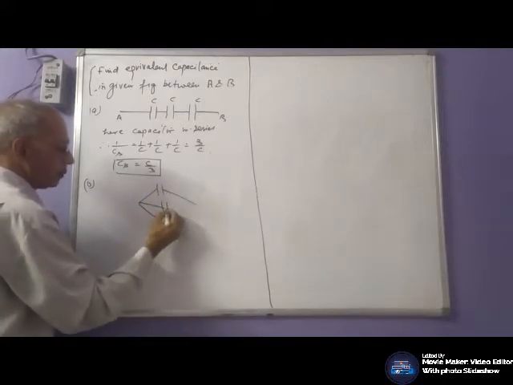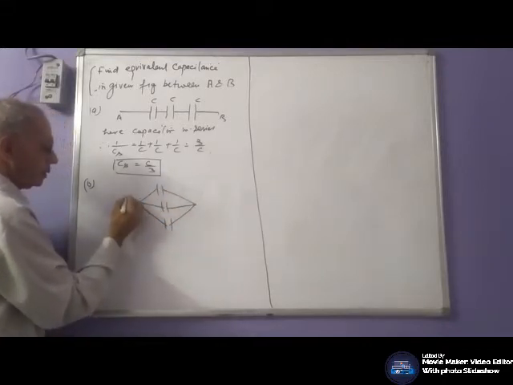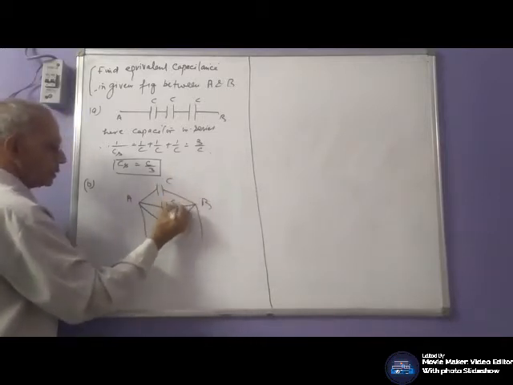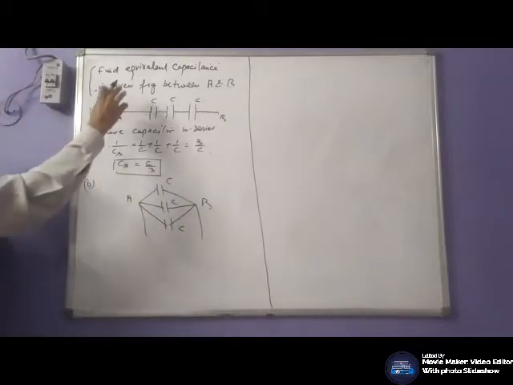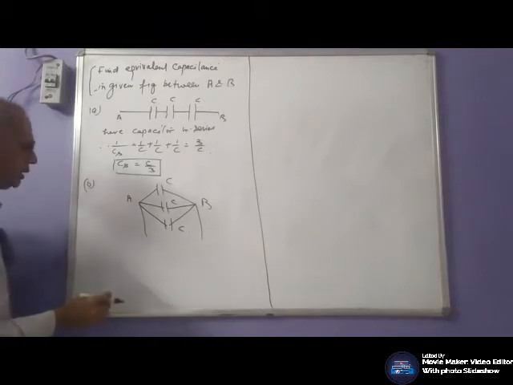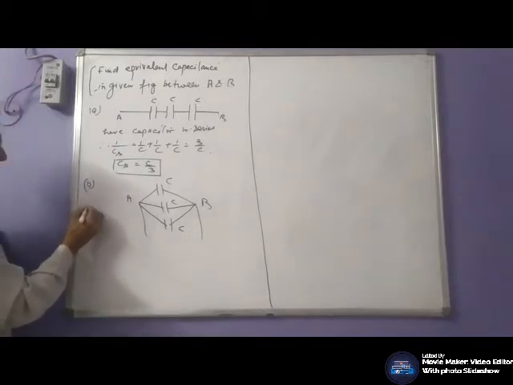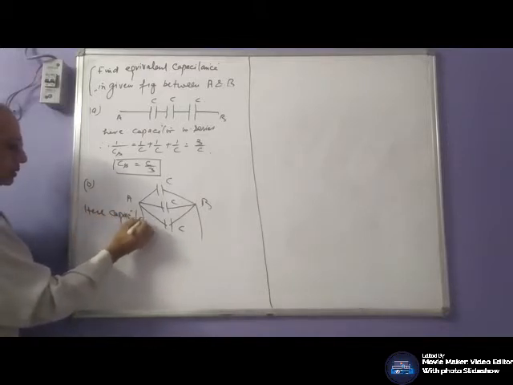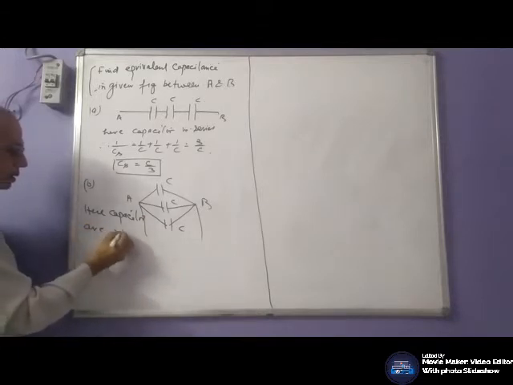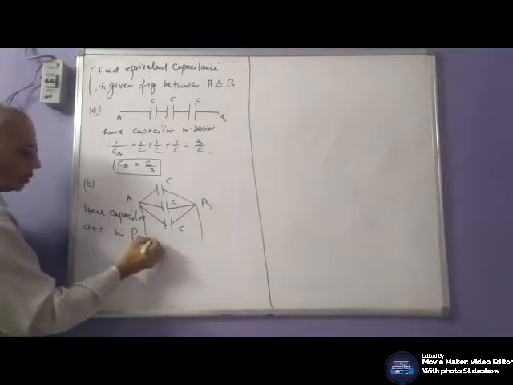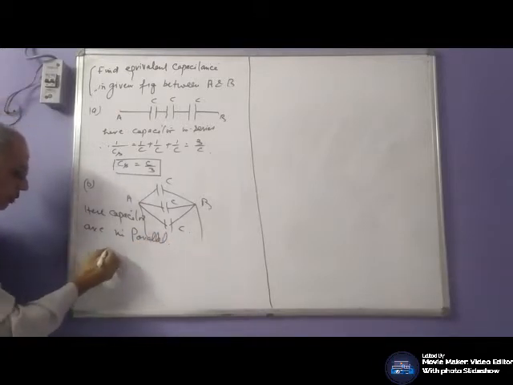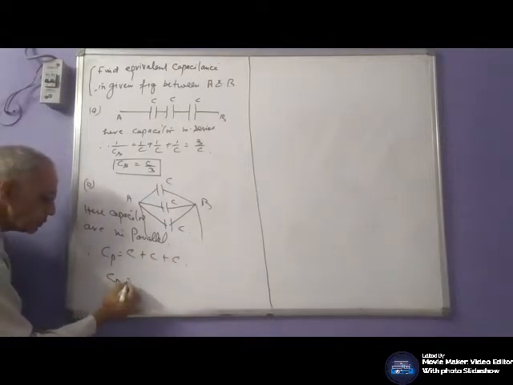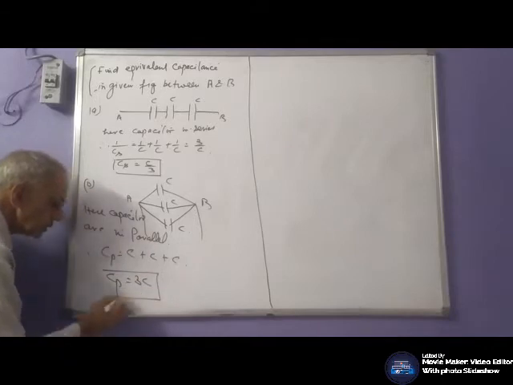This is the figure. A, B, C, C, C. Equivalent capacitance between A and B in given figure. Here capacitors are in parallel. Therefore, Cp is C plus C plus C, or Cp comes out to be 3C.